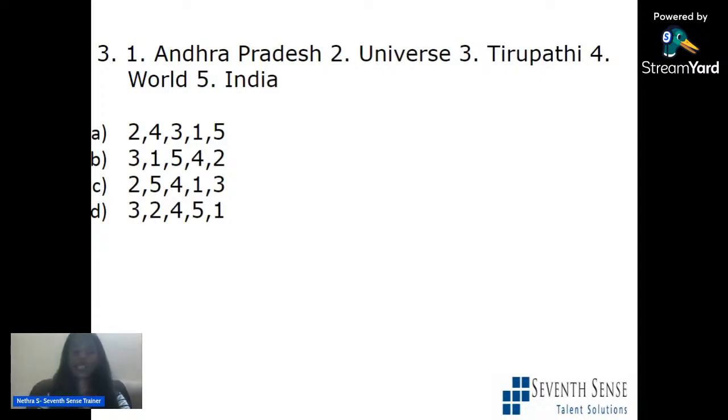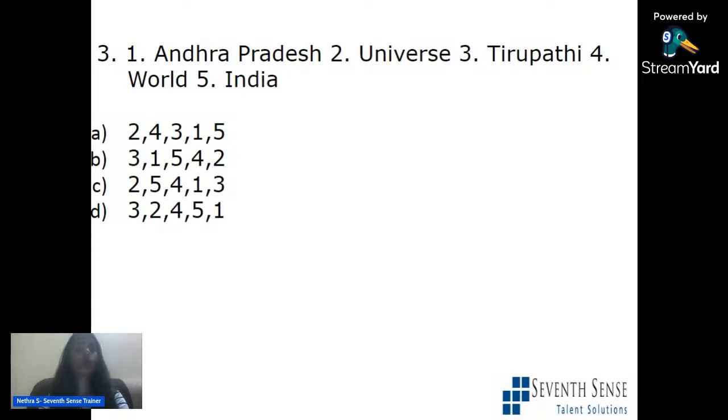So option A is given as 24315. That means universe followed by world, followed by Tirupati, followed by Andhra Pradesh and India. I think it is logically not satisfactory. Next one, option C will go for 25413. So universe followed by India, followed by world, followed by Andhra Pradesh and Tirupati. That is also not possible, right? Then option D, 32451. So Tirupati, followed by universe, followed by world, India, Andhra Pradesh. So it is also not giving any kind of satisfactory answer, right?